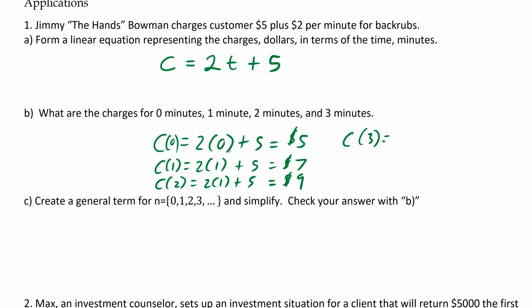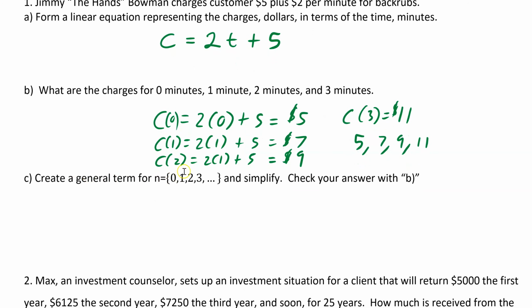So the cost of 3 minutes would just be adding another 2. And so we end up with 5, 7, 9, 11. This is our arithmetic sequence. So we can create a general term, which is 0, 1, 2, 3, and so on, and simplify. Okay, so what we want is a general term for this. And so when you're doing these, you don't want to think of 0, because we want our n to be our first term, right? So n is equal to 1, 2, 3, 4, and so on, right?